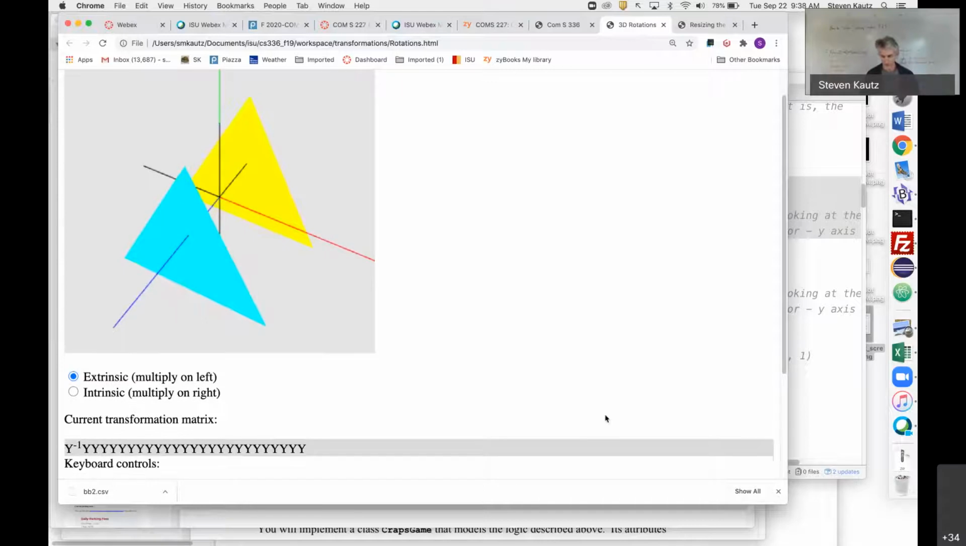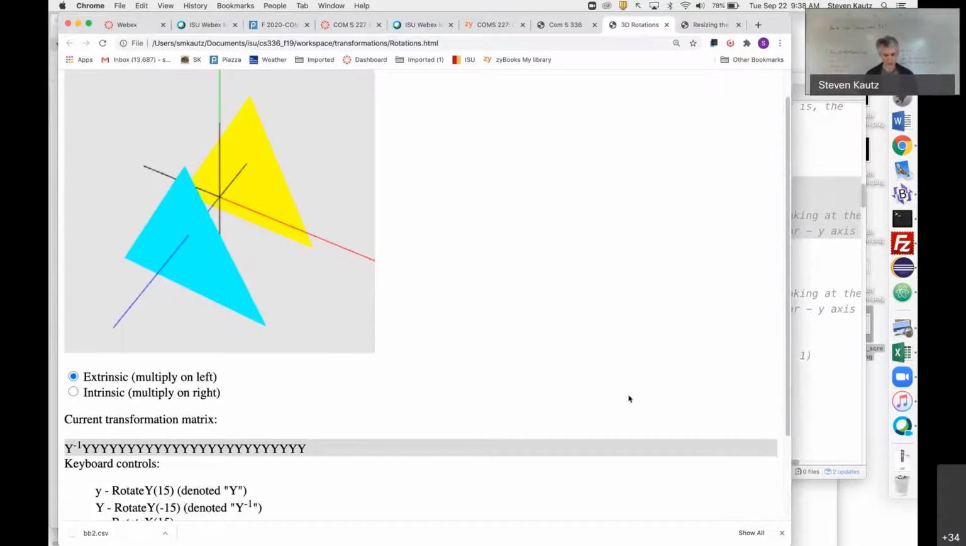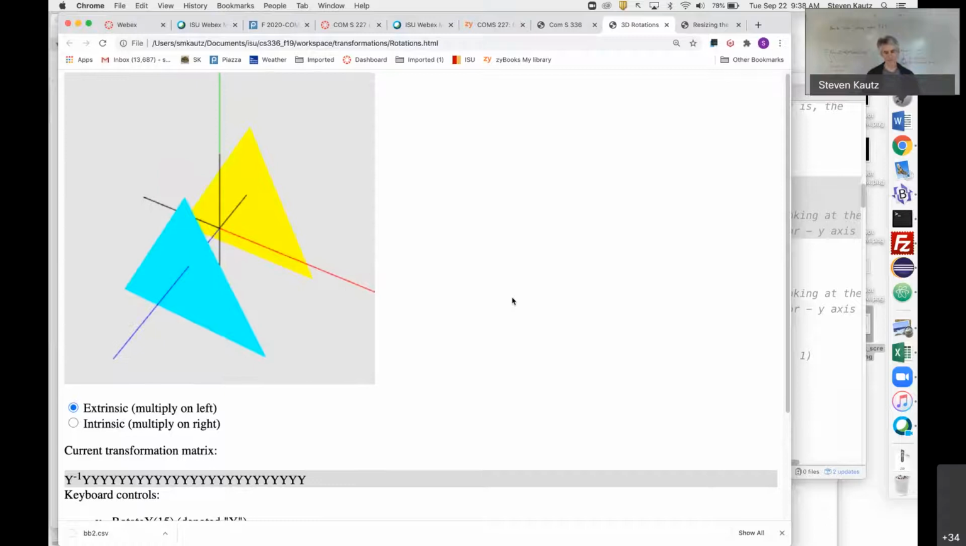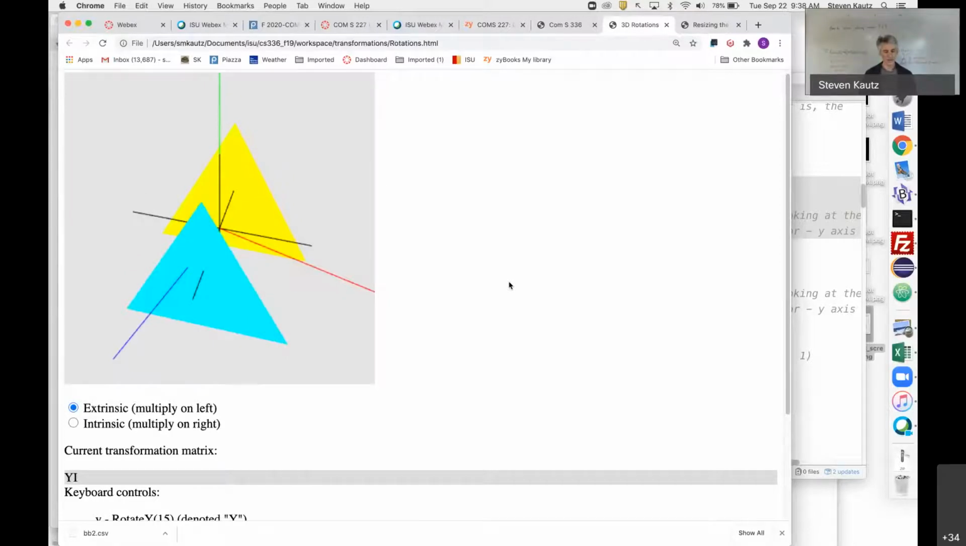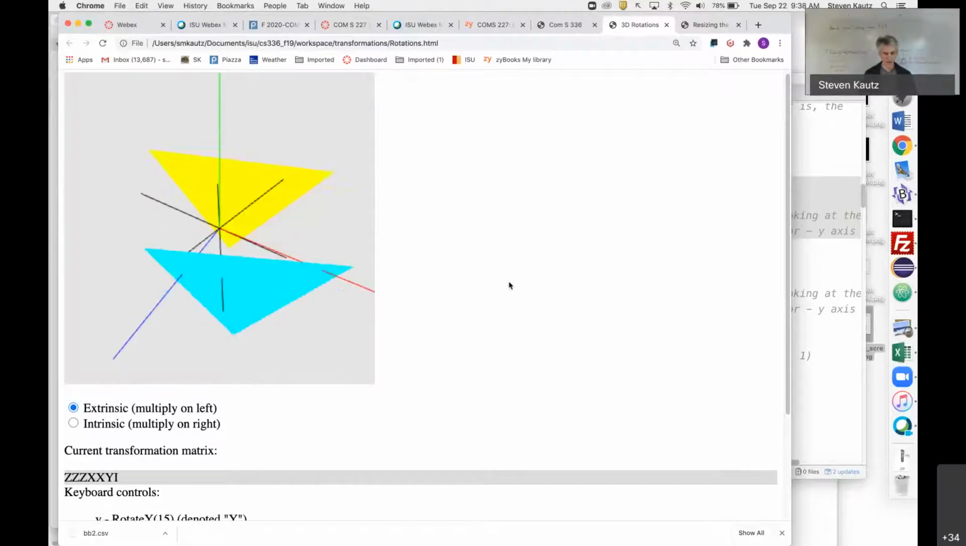And you can see the transformations accumulate. And you can, for example, very easily play with head, pitch, and roll. So let me clear this. If I do a Y rotation, that's my head angle. Then I do an X rotation, that's the pitch angle, and a Z rotation is the roll angle.